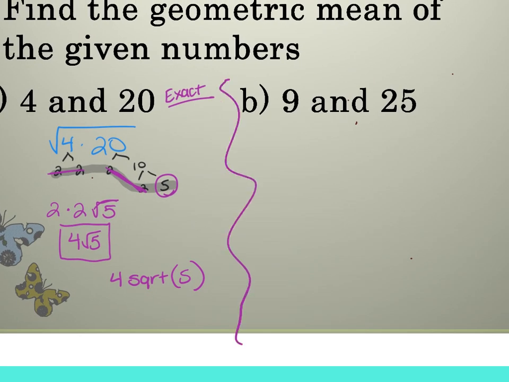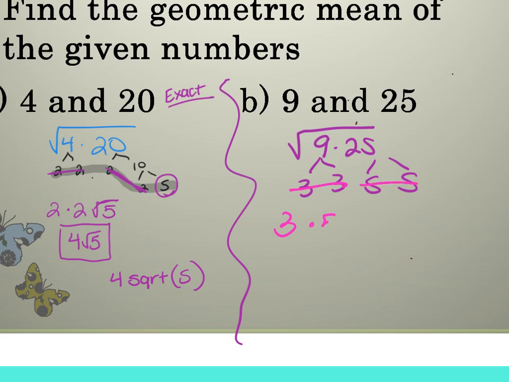Okay, now look at B. I've got 9 and 25. So if I take the square root of 9 times 25, 9 is 3 and 3, and 25 is 5 and 5. So you can bring out one 3, bring out one 5, and there's nothing left underneath, which means there's no square root here, and the answer is just 15. If I had multiplied those together, I would have gotten 225, and the square root of 225 is 15.